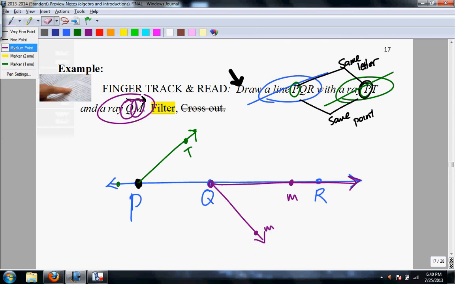And then you cross it out. Okay, what were the steps? You finger track and read aloud. That's the first step. Then you filter, and then you attempt to draw things. And as you draw stuff, you cross it out.